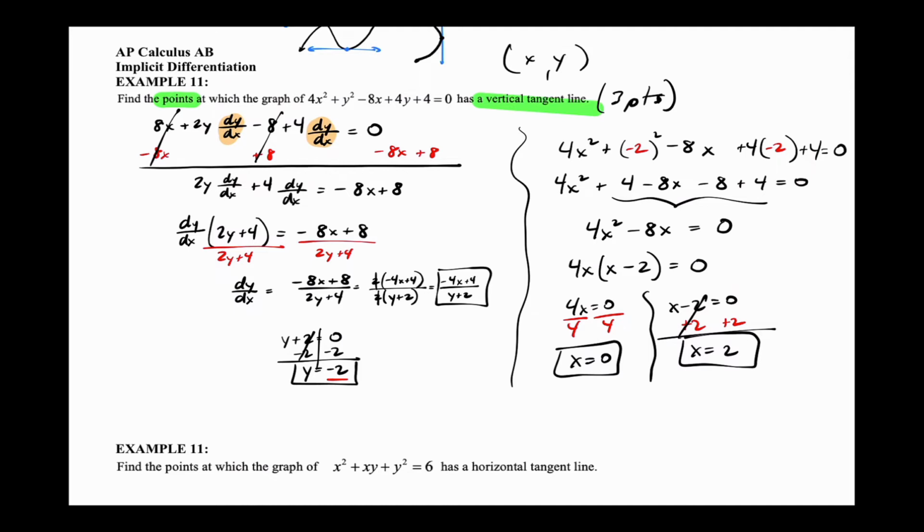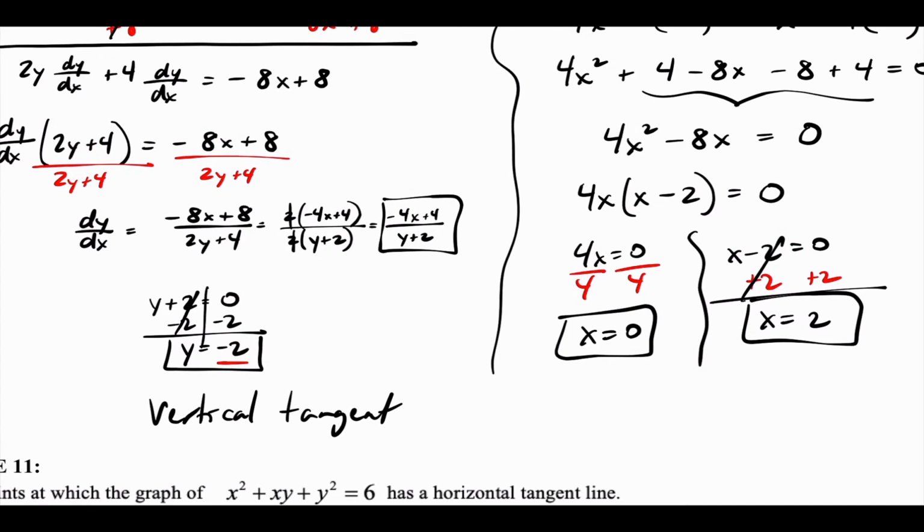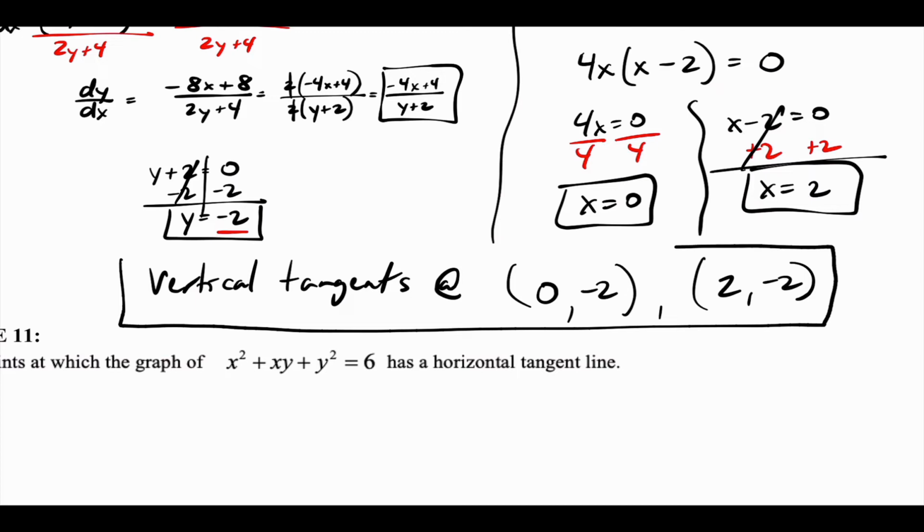So where are you getting those points from? So I have 1 y value. I have 2 x values. They make 2 points. So we would say vertical tangents at 2 points: (0, negative 2), (2, negative 2). Now I answer the question.